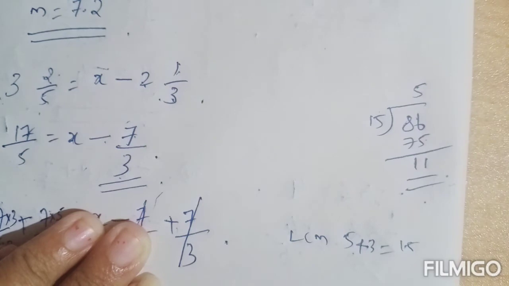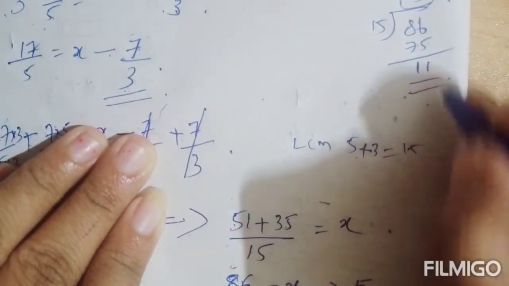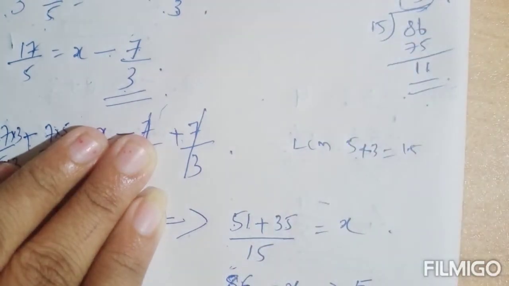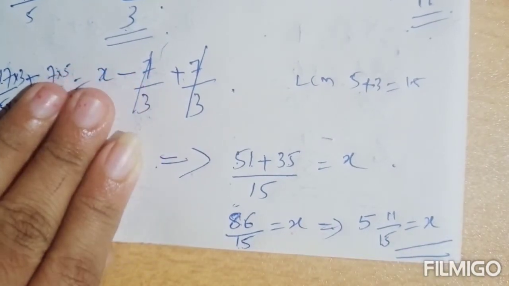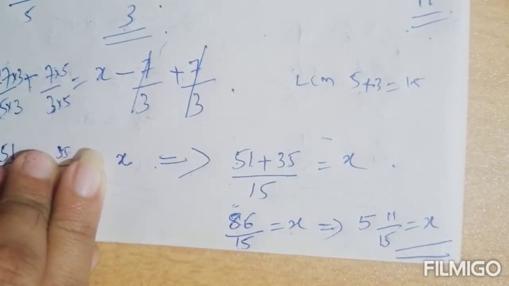On converting to mixed fraction, first write the quotient, that is 5, then remainder by divisor, 11 by 15, equal to x. So x equals 5 and 11 by 15. This will be the answer. Okay, do the 8th question and 9th question as homework.